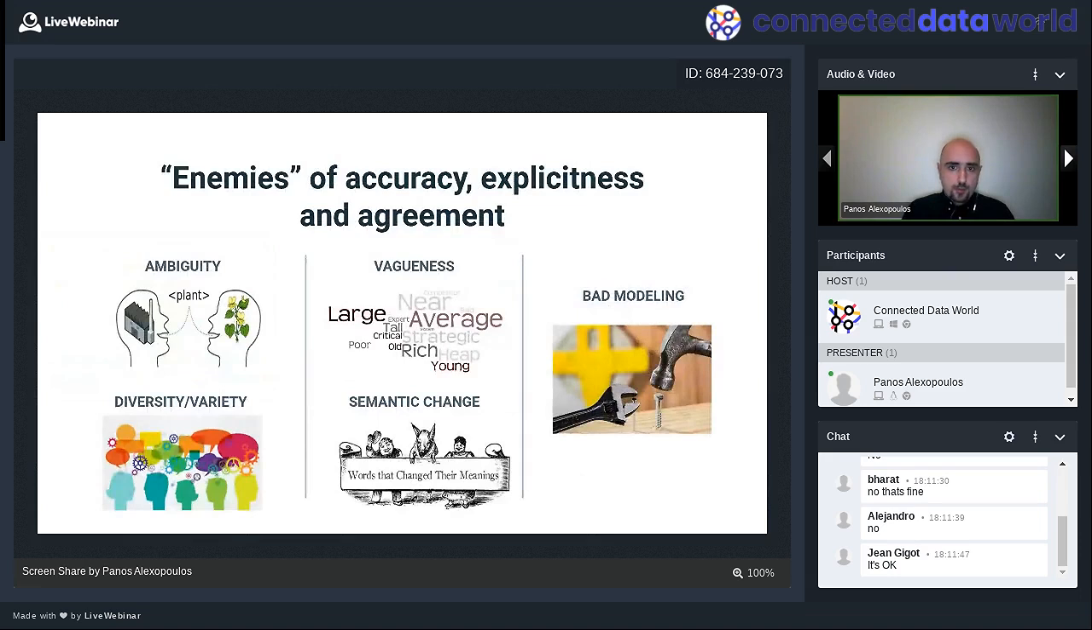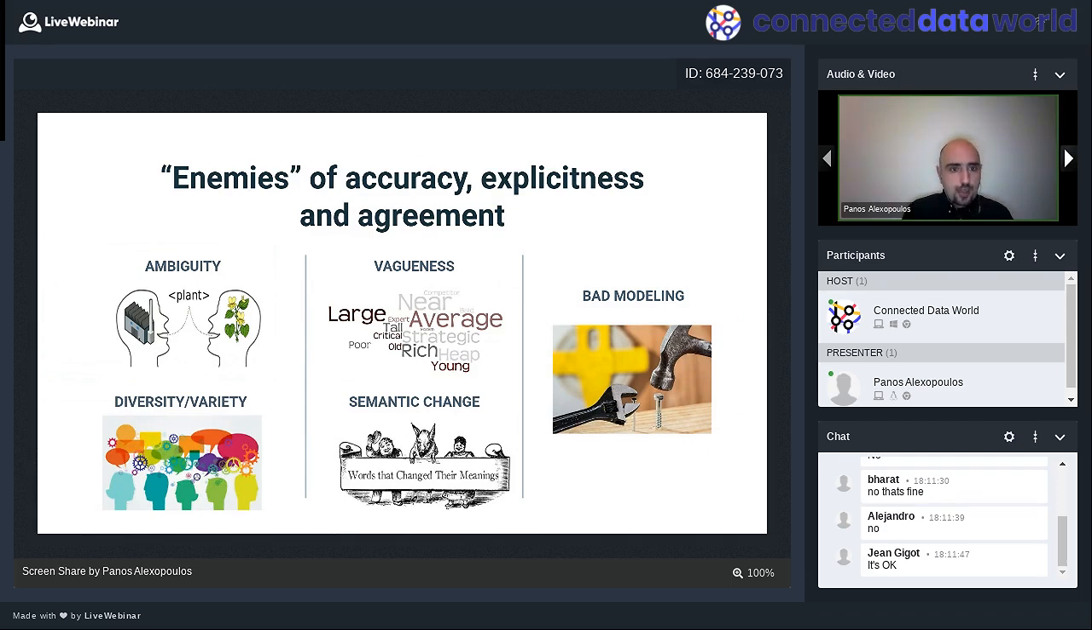Now, there are both objective and subjective enemies, as I call them, of accuracy, explicitness, and agreement. On the one hand, we have ambiguity, right? In our language, we very often use the same term, the same word, the same phrase to denote different meanings. That's a challenge that is also very important in the field of natural language processing. And it's something that we will see as a challenge when we construct knowledge graphs, both manually through experts, but mostly when we analyze texts.